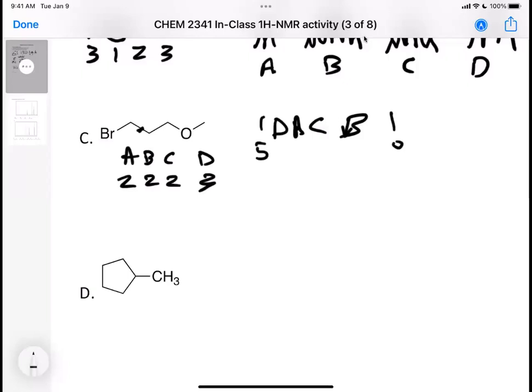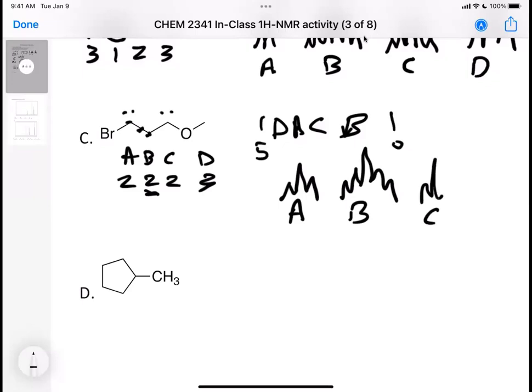Okay, so now let's do our splitting. For A, we have 2 hydrogens and we have 2 next to it, so that's going to be a triplet. B has a total of 1, 2, 3, 4 hydrogens next to it. So that's 4 plus 1 is equal to 5, so we have a pentet. And then C has 2 next to it, so that's a triplet. And D has none, so a singlet.